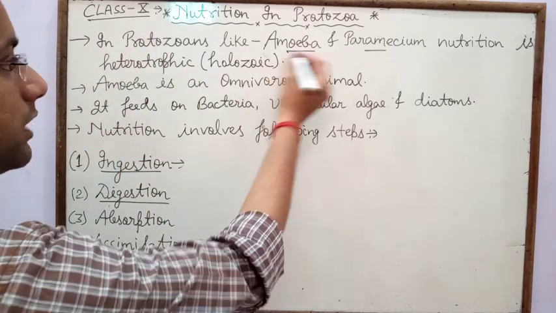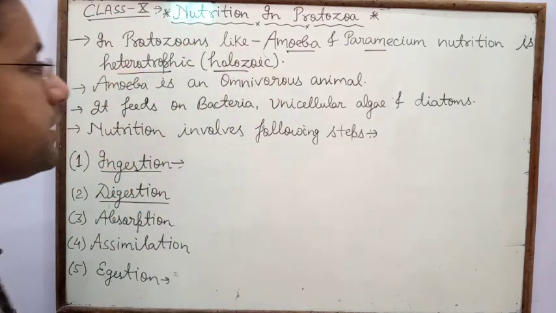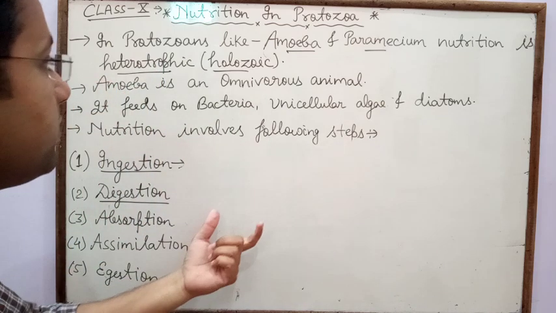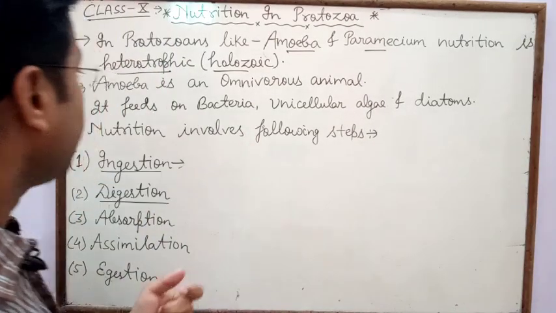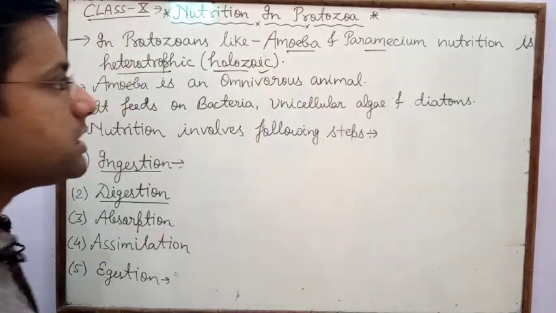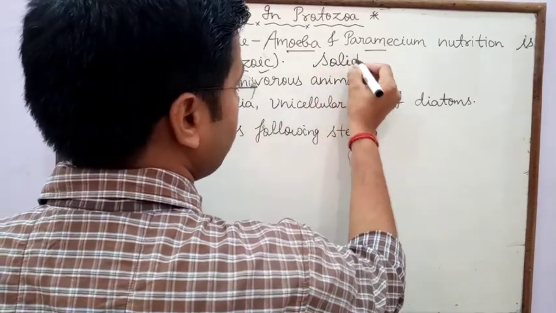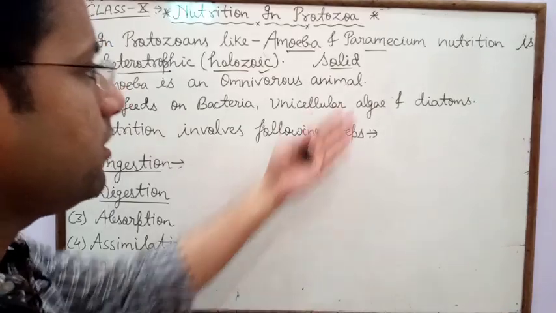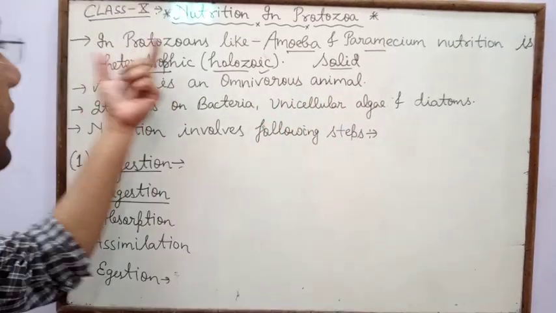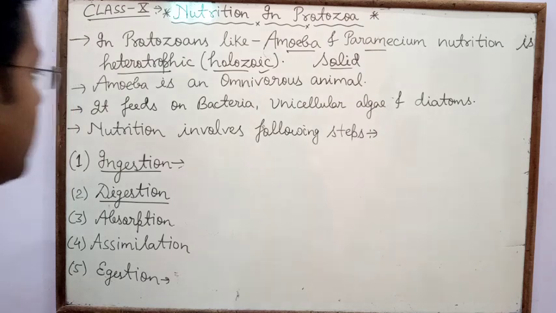So in protozoans like amoeba and paramecium, nutrition is heterotrophic, especially holozoic. Heterotrophic nutrition means the organisms depend on other bodies for their food material. In the holozoic mode of nutrition, the organism takes its food in solid form, and after that the food molecules are broken down into simpler form.